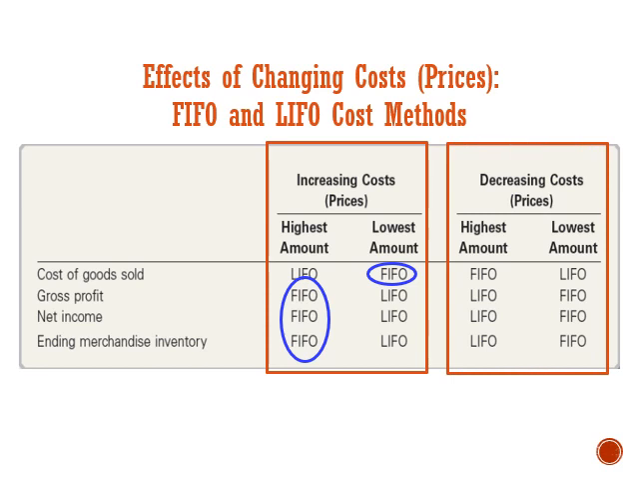With decreasing costs, if you use FIFO, the cost of goods sold will be at its highest since we sell from the most recent purchase first, thus we sell the ones with higher cost first. Therefore, the gross profit, the net income, and the closing inventory will be at their lowest. The opposite can be said about LIFO.